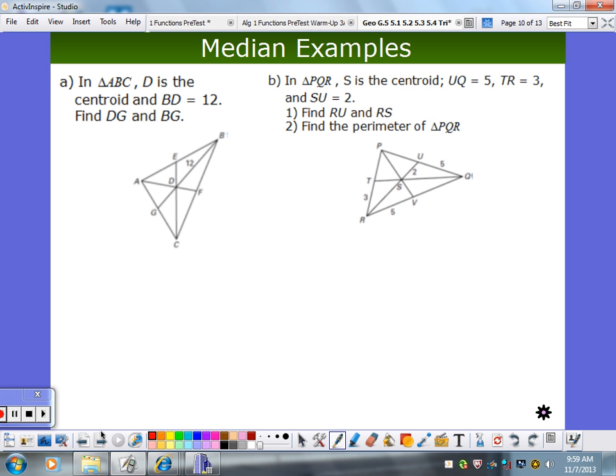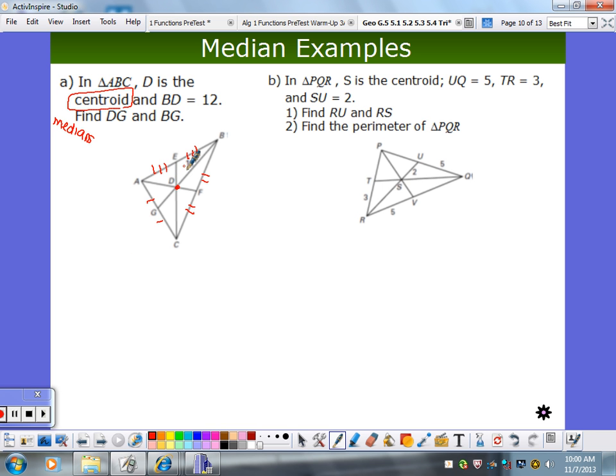So let's just look at some examples about what we do with that. Let's just do this one here. In ABC, D is the centroid. So now I have to know what that means. The centroid is like working with medians. So now I know I've got medians. I'm just marking off. Do I need this or not? I don't know yet. But I know they're medians. So I know I've got congruent pieces.